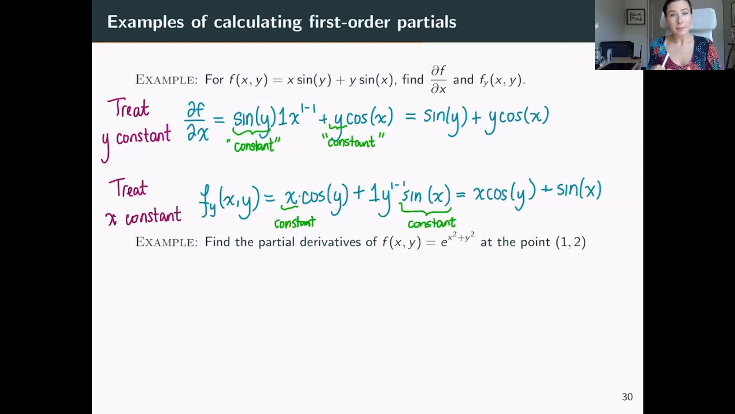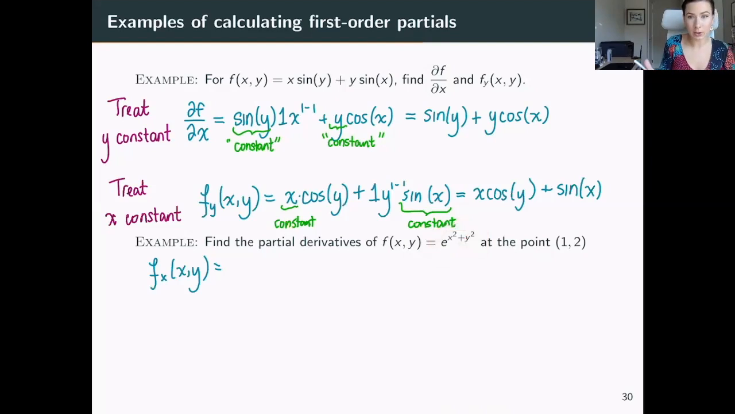For the second example, we are getting the partial derivatives at a point. So beyond finding the partial derivatives, we have to evaluate them at a point. So here we can have that our f_x, our partial with respect to x, is going to be equal to, I take the derivative here, pretending that my y is constant. So I'm pretending y is a number.